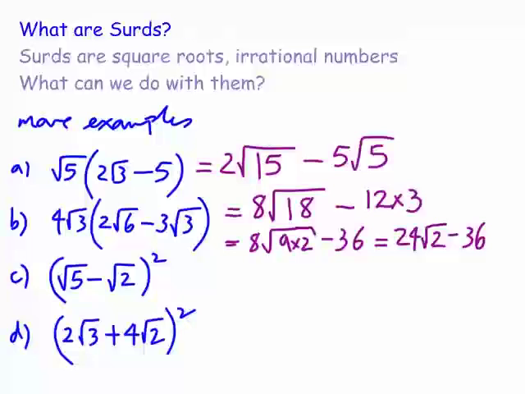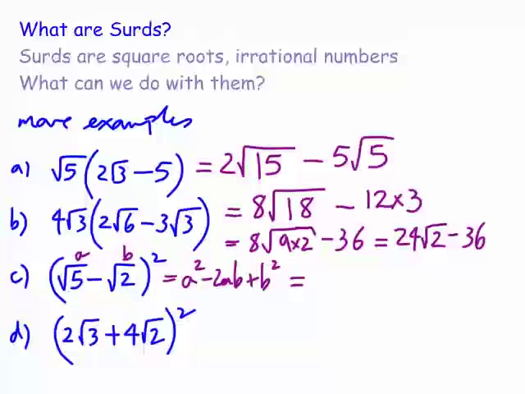Okay, so let's have a look at the next one, part C. Now root 5 minus root 2 all squared. Well, let's just use the identity, which you might remember, a squared minus 2ab plus b squared. That's the identity. And let's just apply it now to the surds, where a is obviously root 5 and b is root 2.